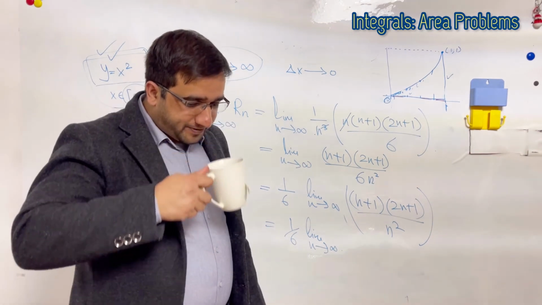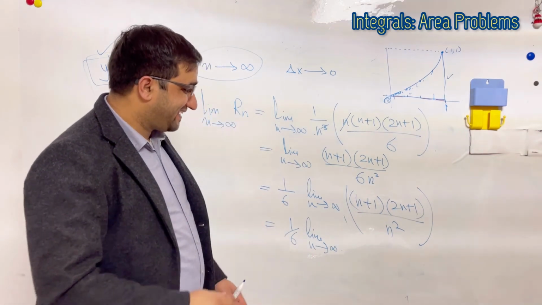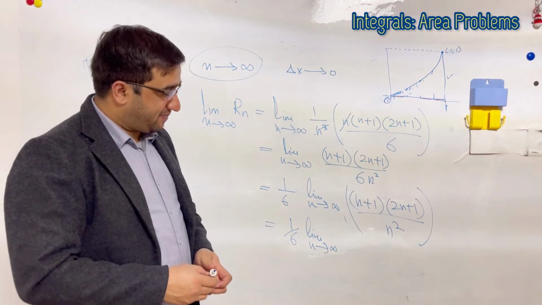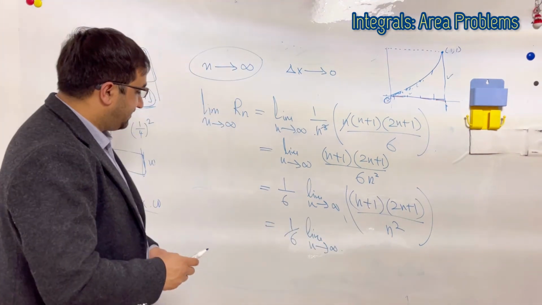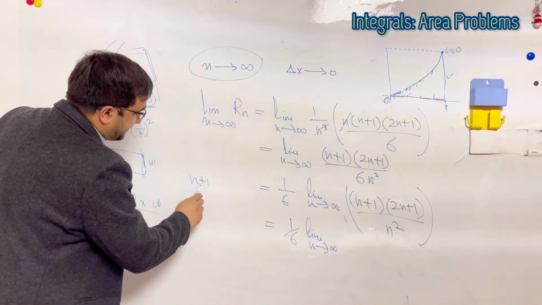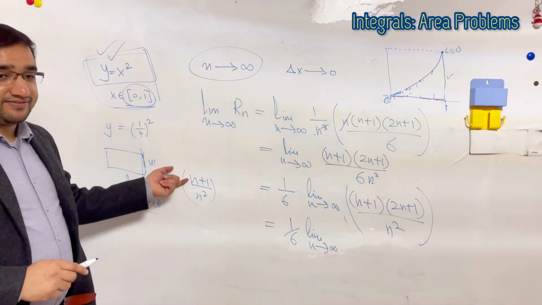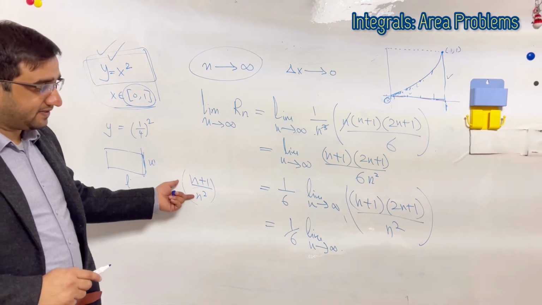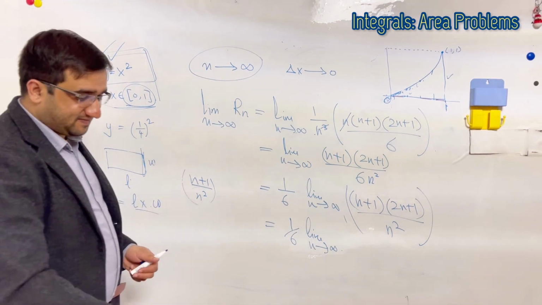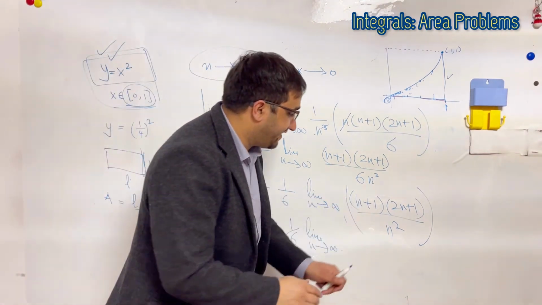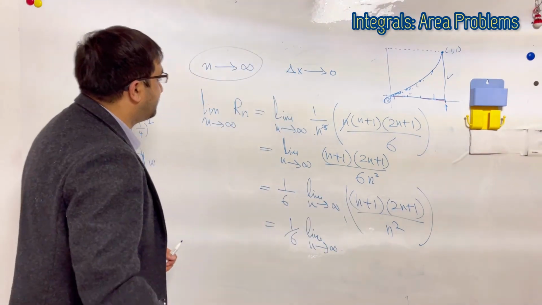We can separately apply it on each. How? If you separately apply, what will happen? For example, if you apply a limit on this guy, n square, separately, it will become infinity by infinity. That is not a good thing. We are not allowed. You simply have to do some kind of manipulation. Okay, let me do it for you.